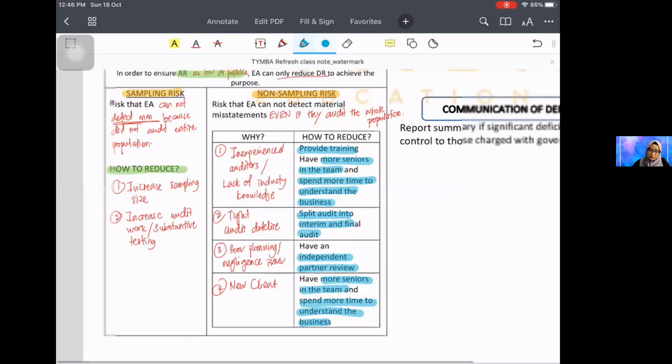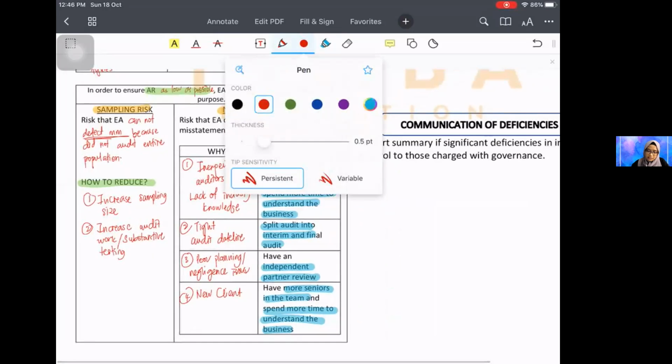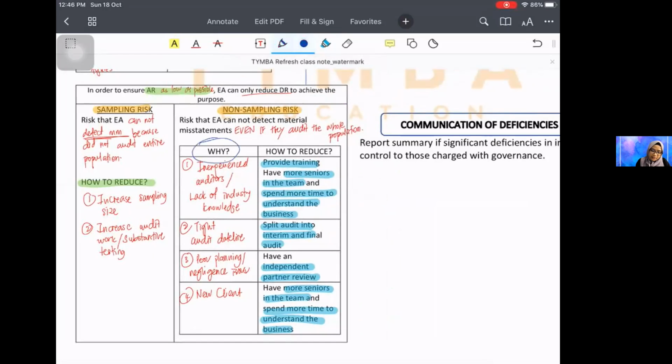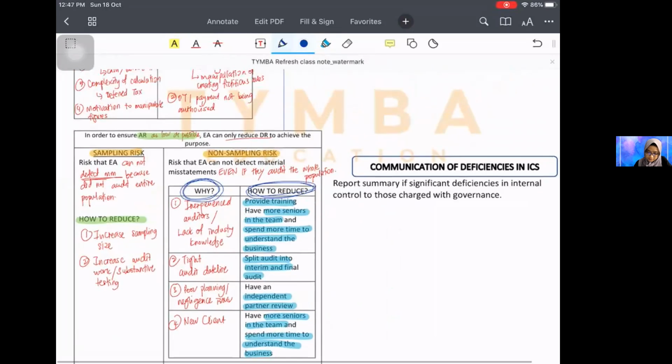Okay. So when the question comes out, the part Y you will find in the scenario, and then the how to reduce is the one that you will provide in your audit response section. Okay.